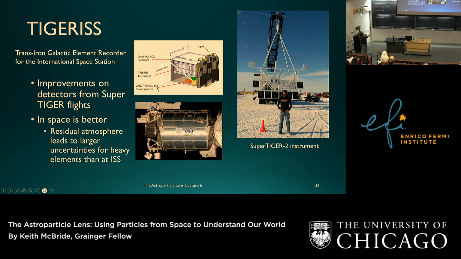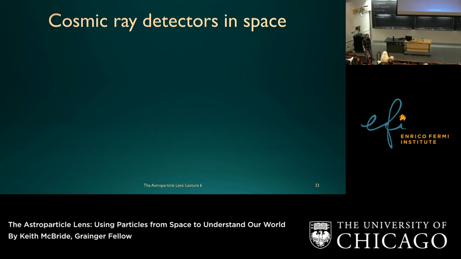And so it's actually going to be installed in 2027 at the Columbus module here, attached to the International Space Station. So they're going to be operating until the ISS is decommissioned in 2032. So stay tuned for results from that, where we look for gold and platinum and lead in cosmic rays.